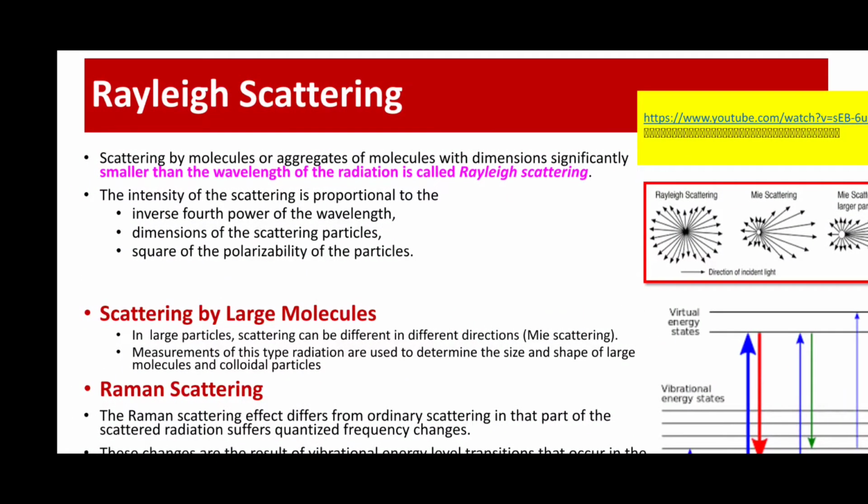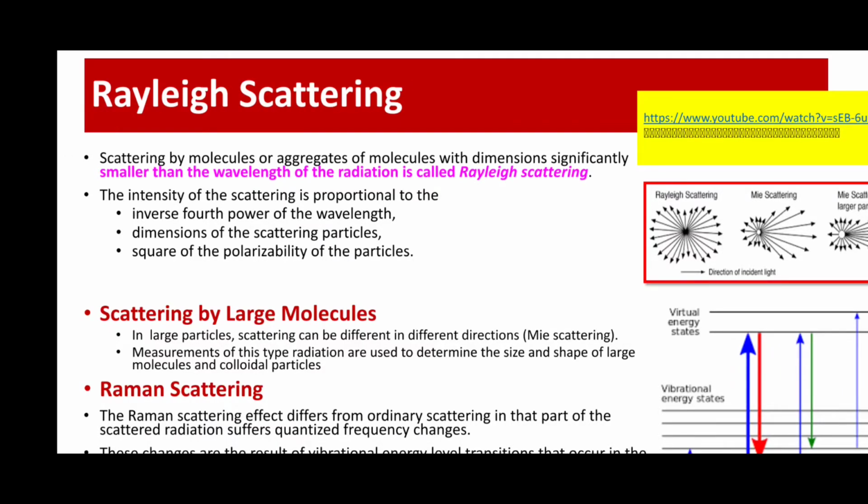Scattering by molecules or aggregates of molecules with dimensions significantly smaller than the wavelength of radiation is called Rayleigh scattering. What is the essence? It is going to be scattered, but the particle size is much smaller than the incoming wavelength.